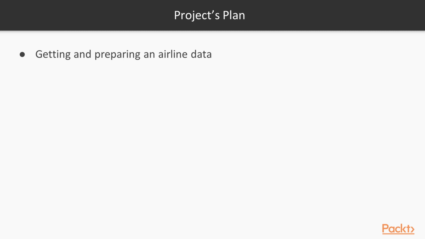So the first step that we need to do is to download and prepare our airline data. That means that we need to get it from the right place in the right format, and we need to make sure that it's consistent so we don't have any problems during the training. And after that, we need to modify it so it will be treated as a supervised learning problem, and our neural network will understand what to do with it.